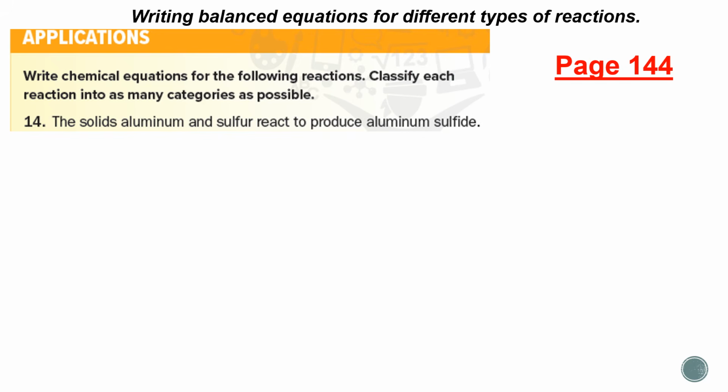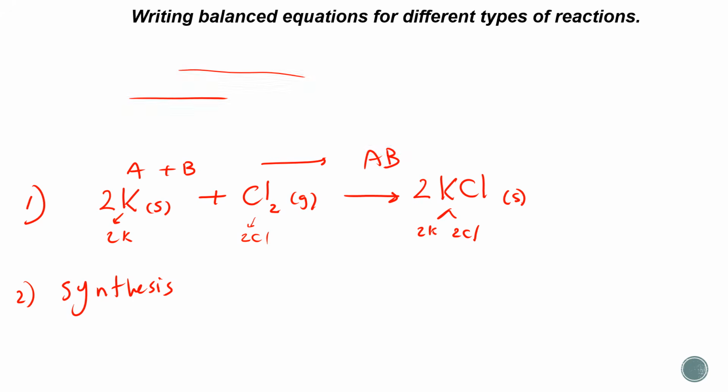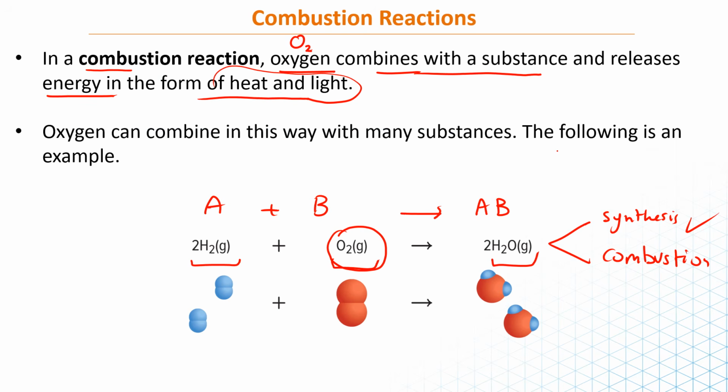All right. Now these are some problems. Ignore the page. Maybe you have the page, maybe you don't, but this is applications on what we have been talking about. Write a balanced chemical equation for this reaction and classify the reaction into as many categories as possible. Meaning a reaction can have more than one type. How? Like we saw here. This reaction can be synthesis and it also can be combustion.